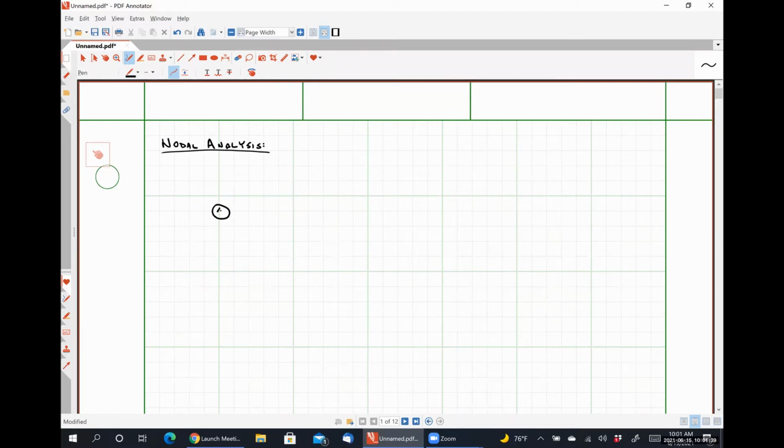So our first circuit of interest is this guy, where we have a 10 amp current source. It is in parallel with an 8 ohm resistor. Here we have a 3 ohm resistor. Here we have a 4 ohm resistor. And in parallel over here, we will have a 2 amp source.